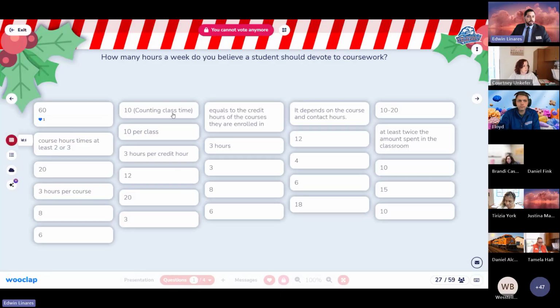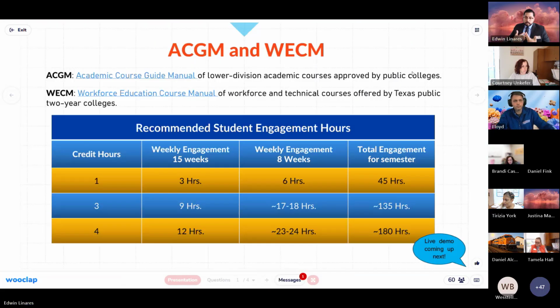All right, so we're going to go ahead and display these. Okay, we got 1 to 60, some 10s in there, some 12, 20, 8, 6, 18s. Okay, so we got a good variety, a good range of hours. This is just to kind of get an idea of where everybody's at. All right, so let me go ahead and provide you some context.